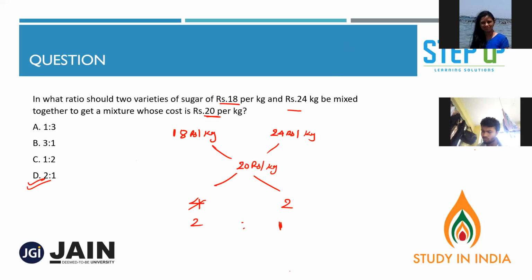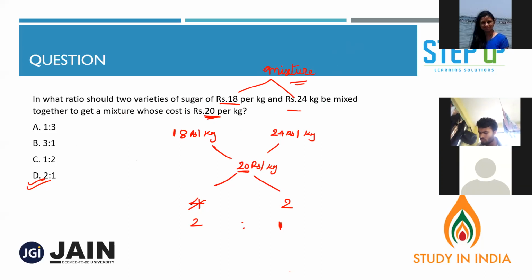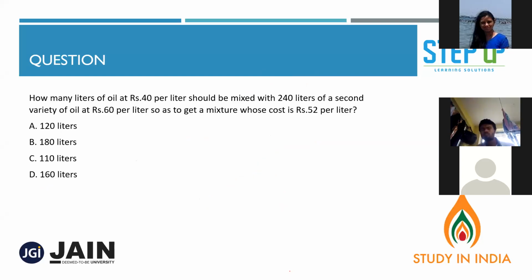Sandeep, we will write one price on one side, and another price on the other side. Now think about it: these two were mixed. Understand the language of the question. These two were mixed to get a new mixture, and that mixture is costing 20 rupees per kg. So that has to be in the center. From the larger one, subtract the smaller one. 24 minus 20 is giving you 4. 20 minus 18 will give you 2. Cancel it. Okay. I hope that's clear, Sandeep. Fine.